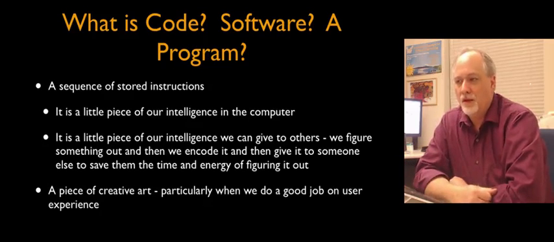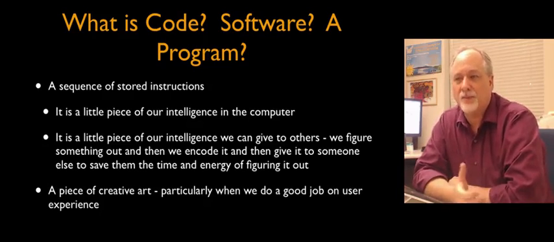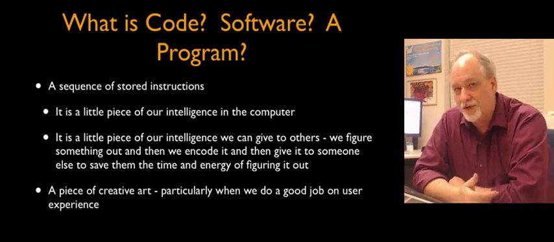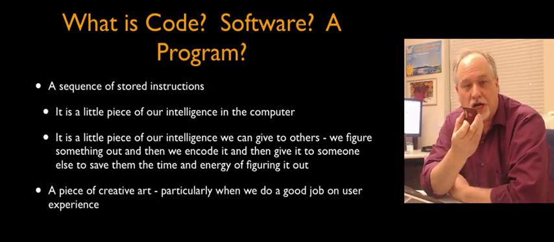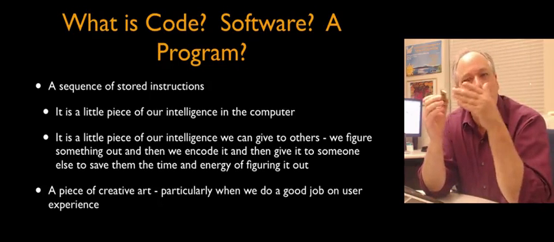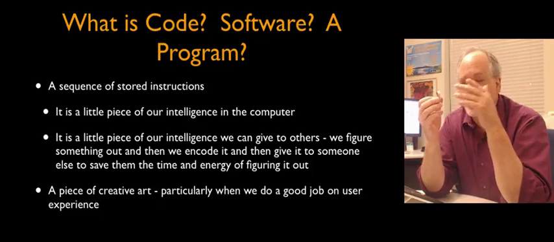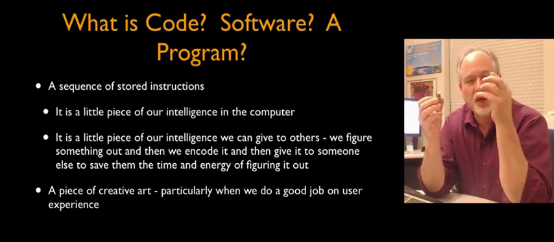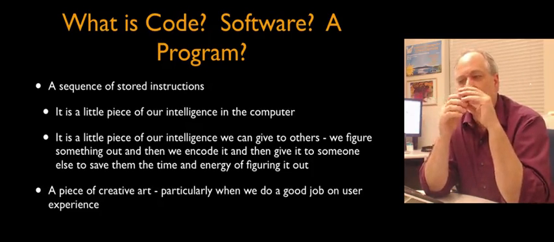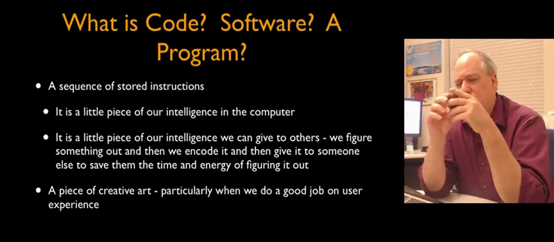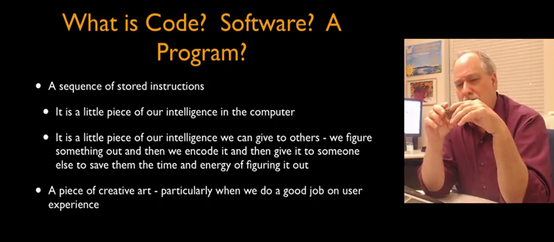So, what is code? What is software? We use these words pretty much interchangeably. A program is really a sequence of stored instructions. We learn the language that the computer speaks, and then we feed the instructions in, one at a time. It takes them one at a time and gives us back a result. We give it a next one, it gives it back: in, out, in, out. So it's really a sequence of stored instructions, but it's kind of more than that.